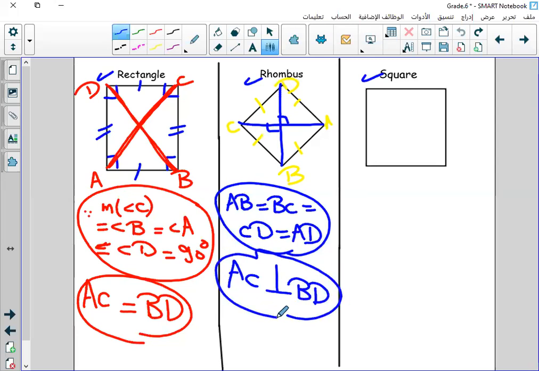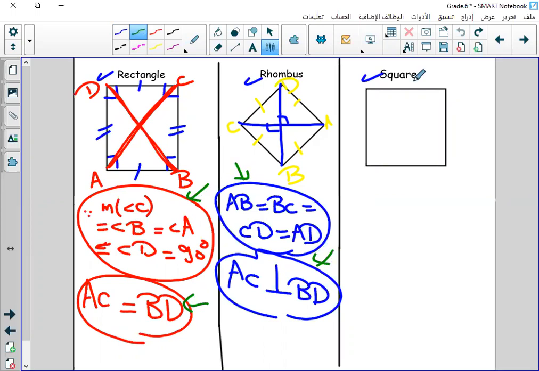So the properties of this rhombus: all of its sides are equal in length and its two diagonals are perpendicular. Let's go to the properties of a square. We will write all of these properties of the rectangle and rhombus.